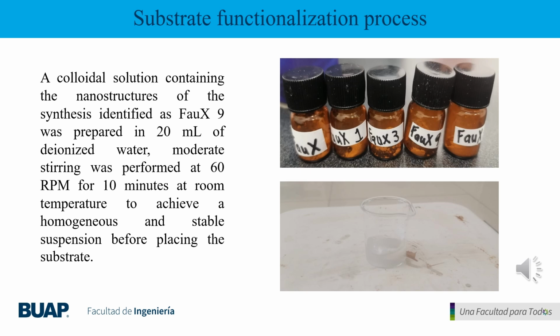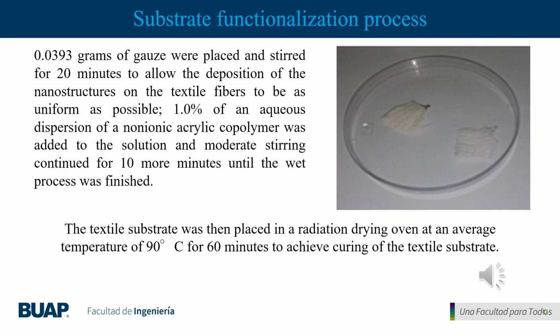Substrate functionalization process. A colloidal solution containing the nanostructures of the synthesis identified as V9 was prepared in 20 milliliters of deionized water. Then moderate stirring was carried out at 60 revolutions per minute for 10 minutes at room temperature to achieve a homogeneous and stable suspension before placing our textile substrates. Subsequently, 0.0393 grams of gauze will be added to our colloidal solution, which was stirred for 20 minutes to allow the deposition of the nanostructures on the textile fibers to be as uniform as possible.